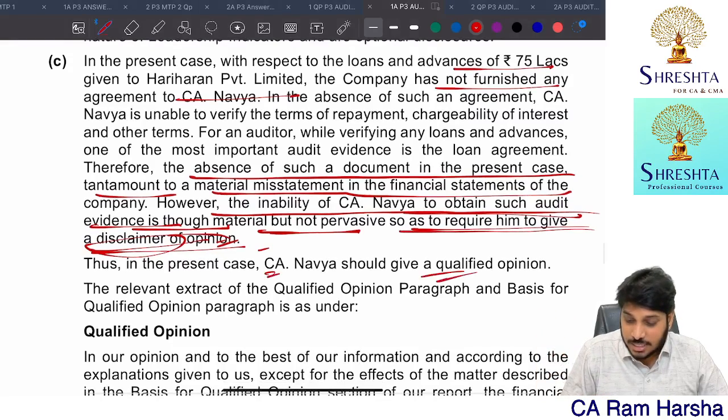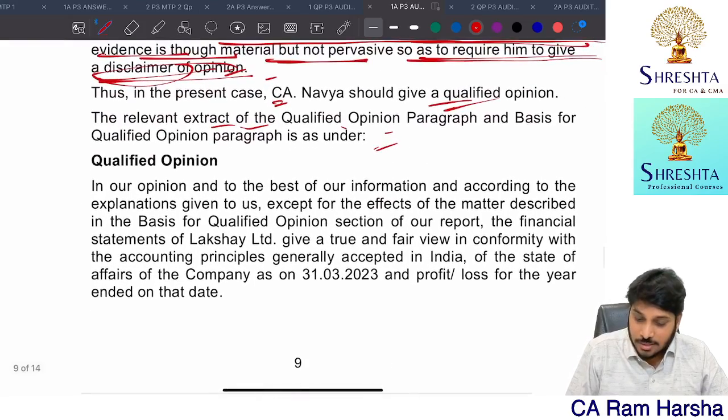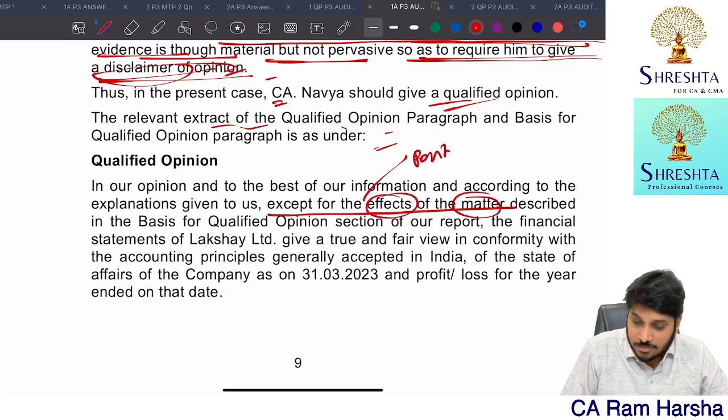Thus, in the present case, you should give a qualified opinion. The relevant extract is, you should give it like this: except for the possible effect of the... It is actually not "effect", it is "possible effect". This answer is wrong, because here evidence is not there.